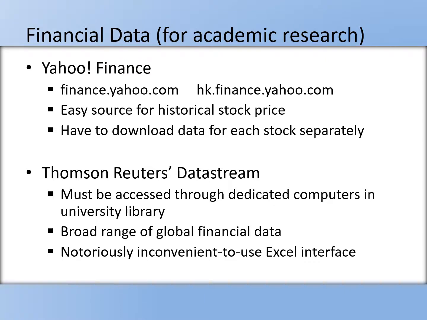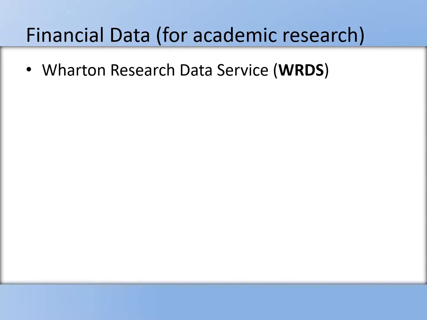So DataStream or Bloomberg is what practitioners would use. Now, for academia, where we're gonna get most of our data is from Wharton Research Data Service, WRDS. Now, this is an online portal for downloading data. So it's not actually a data provider. It doesn't collect its own data. It's simply a place to store data that you can download. Obviously, this service costs money, and the university has already paid for it. So free access for you all.